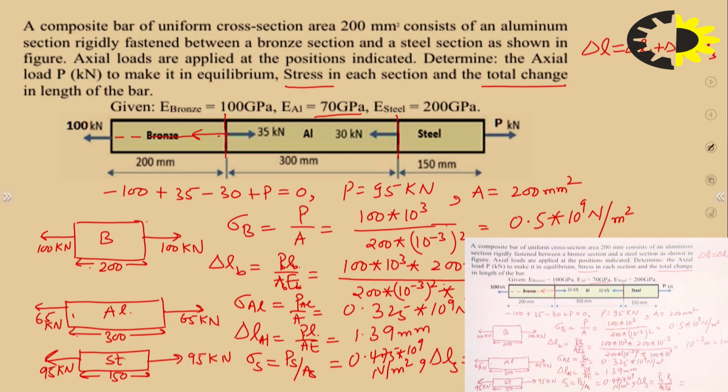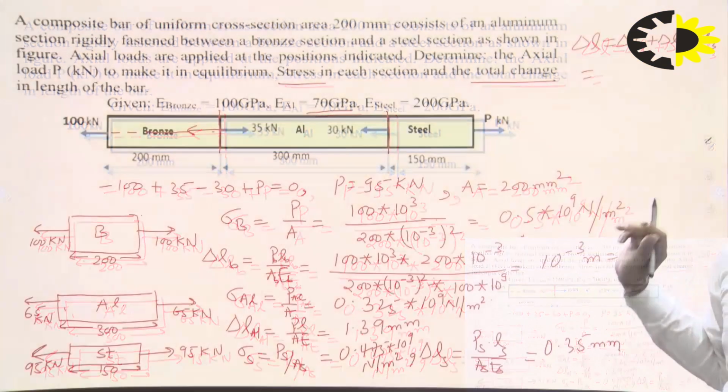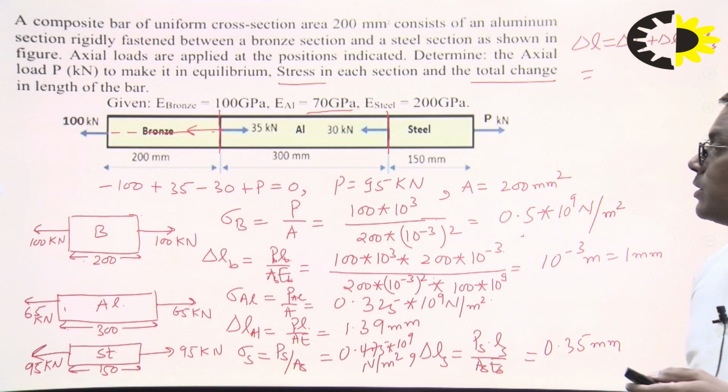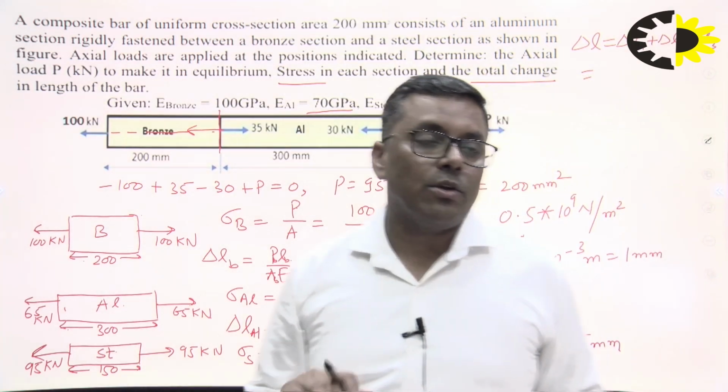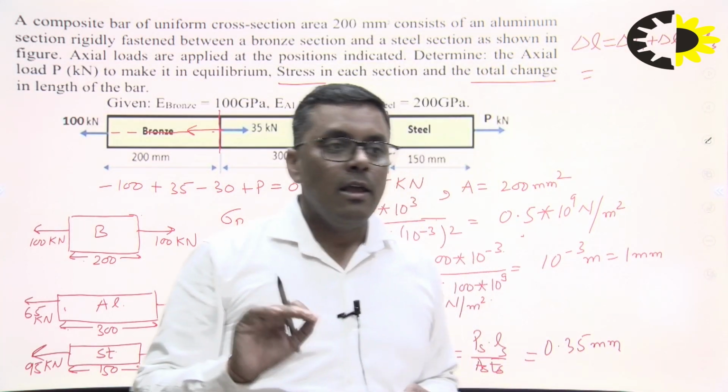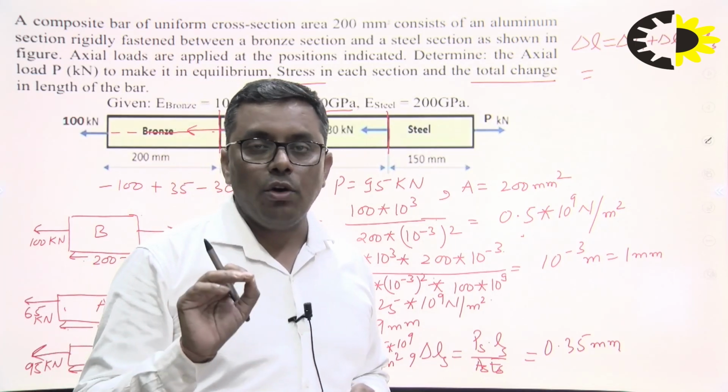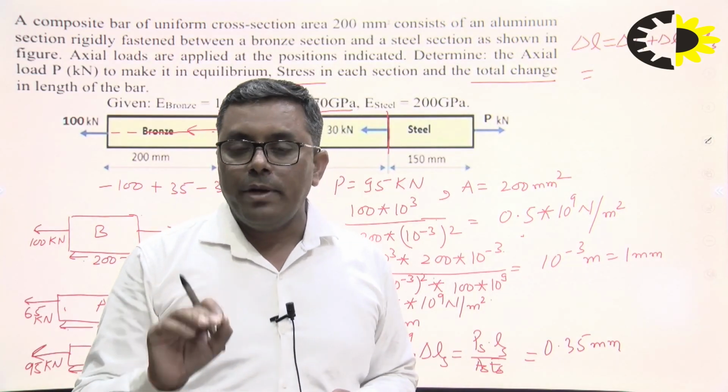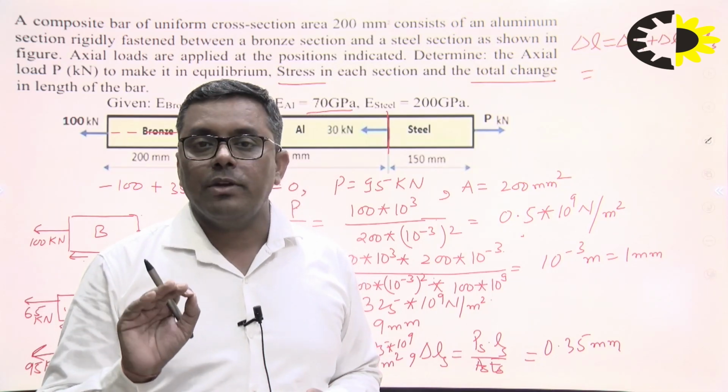And how much did delta LS come? It is coming out 0.35 millimeter. So that's the way you have to do. Now you have to find out the total length change. So delta LB, delta LAL, delta LS, add all these and you will be finding the final answer. So you have to do the question in this particular manner. If you are writing all the procedure step by step, then definitely you will be getting 100% marks.